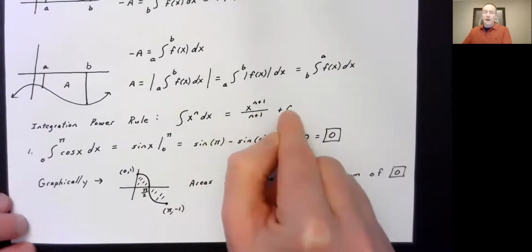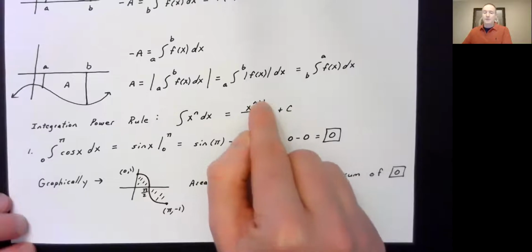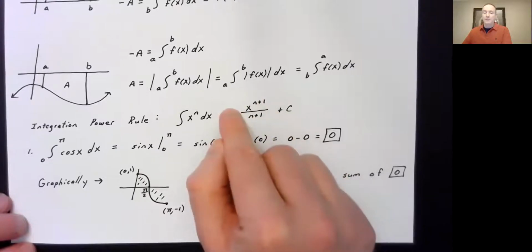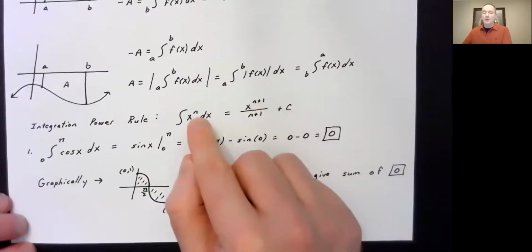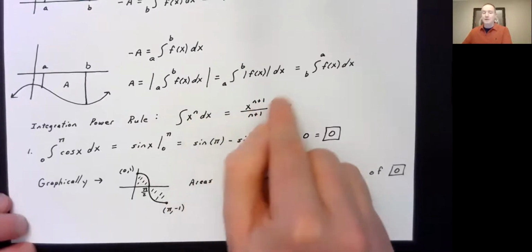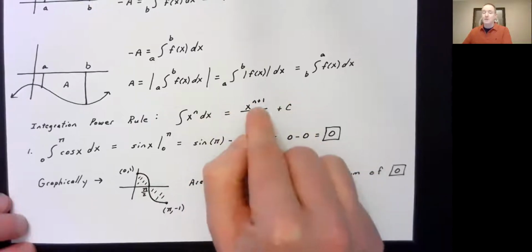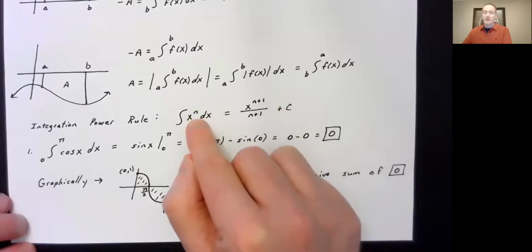Now, if I worked backwards though, and I said, well, let's take the derivative of this, the n plus 1 would come down, cancel out that n plus 1, then you decrease the power by 1 to get to x to the n. So you should easily be able to take the derivative of any answer to get back to what was inside of here.